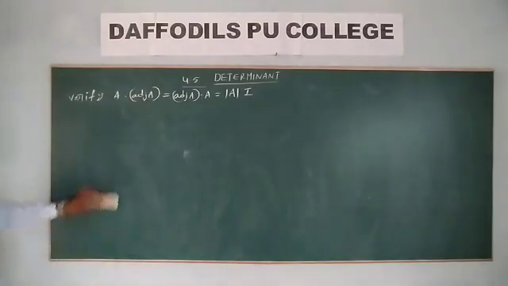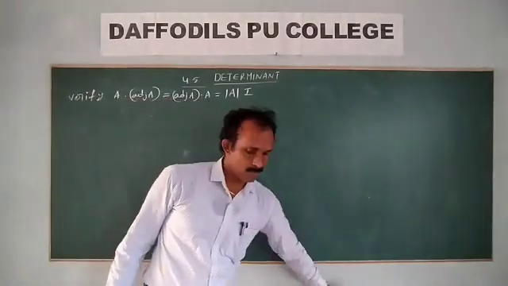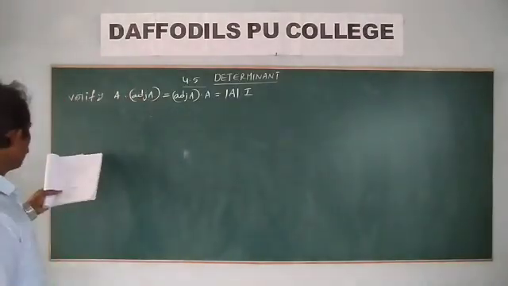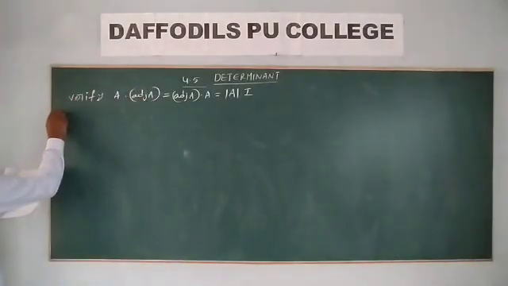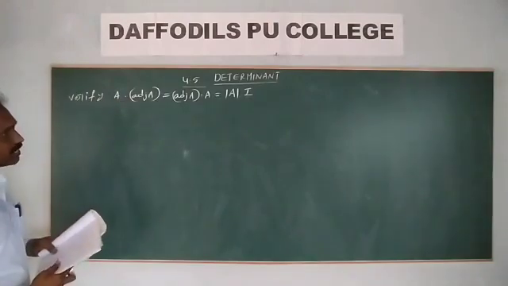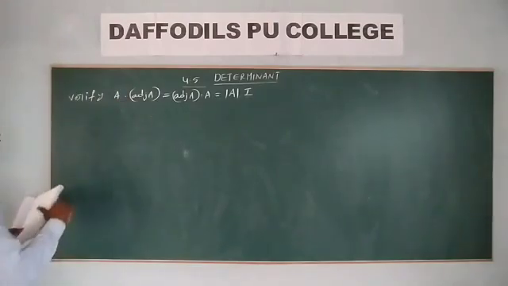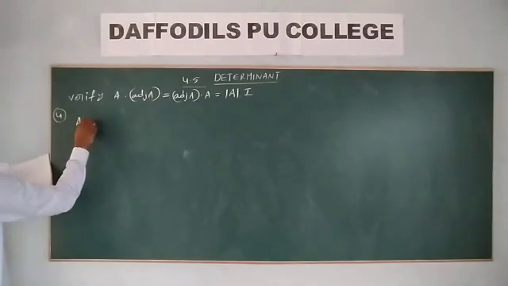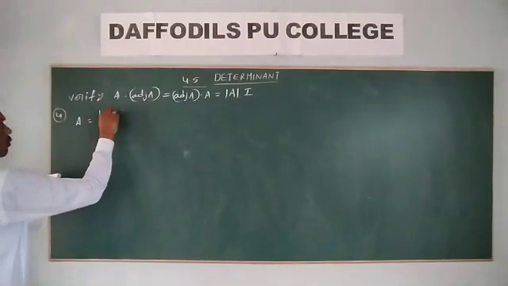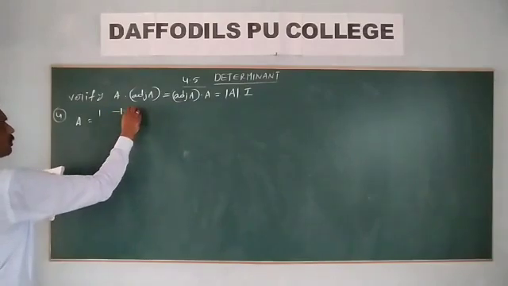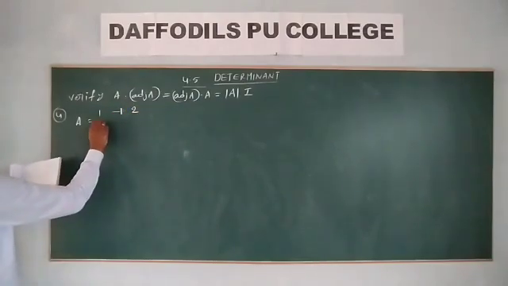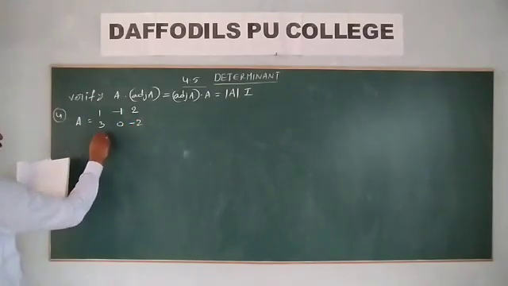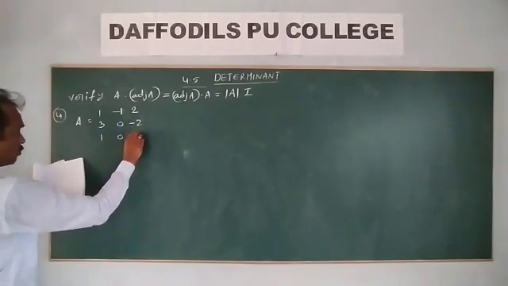Let's see the next problem, a 3 by 3 matrix. Next, the fourth problem: verify A into adjoint A is equal to adjoint A into A is equal to det A into I. The fourth one: 1, minus 1, 2, 3, 0, minus 2, 1, 0, 3.